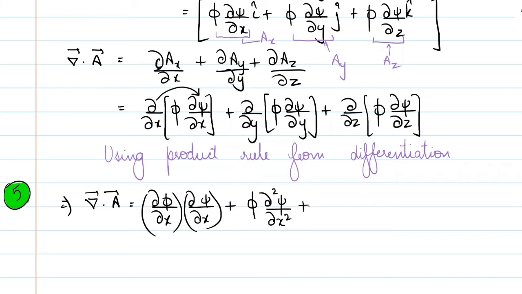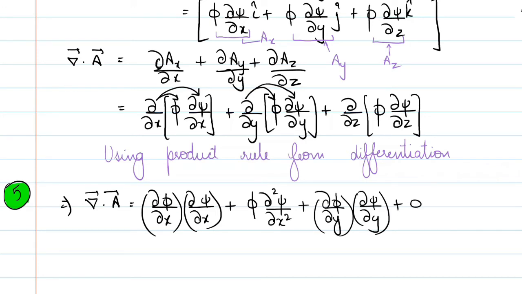Then comes the second term. First this would operate on phi. We have ∂phi/∂y and ∂psi/∂y as it is. And in the next step, this would operate on this thing. So phi as it is. And since ∂y is there in the denominator, this gives us ∂²psi/∂y².